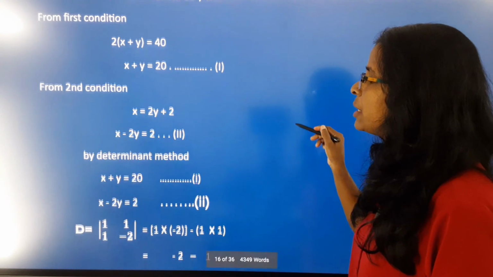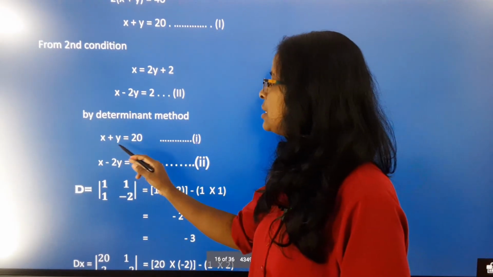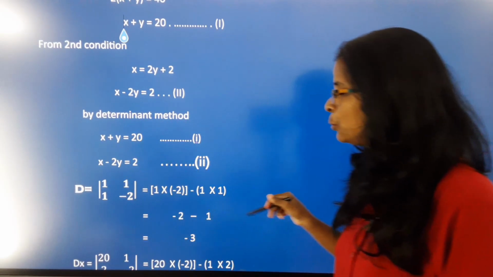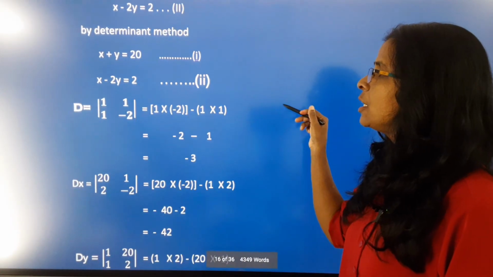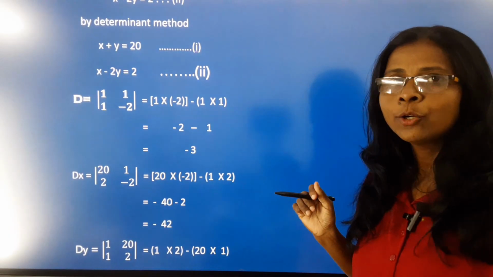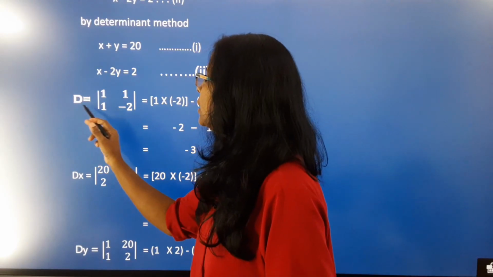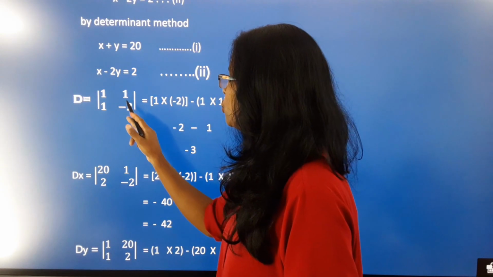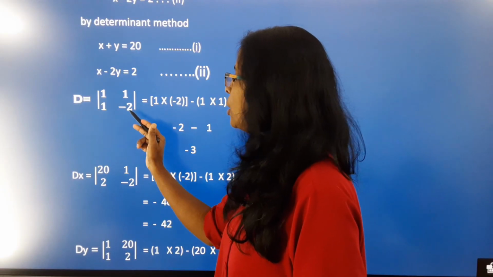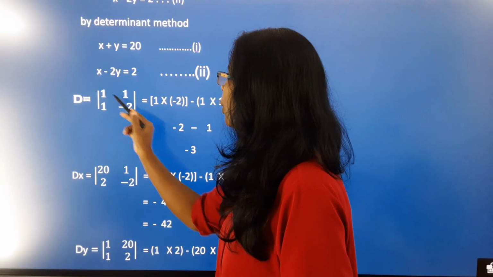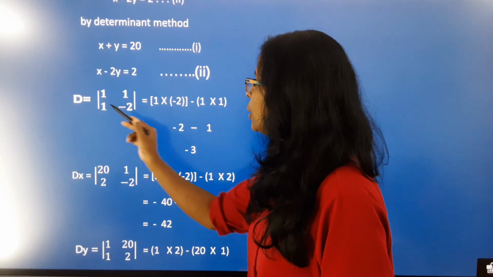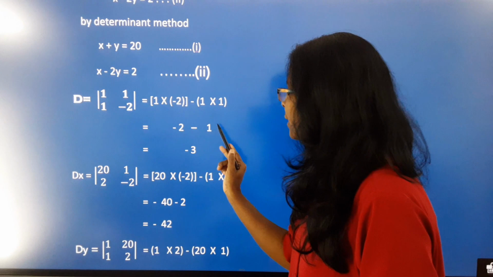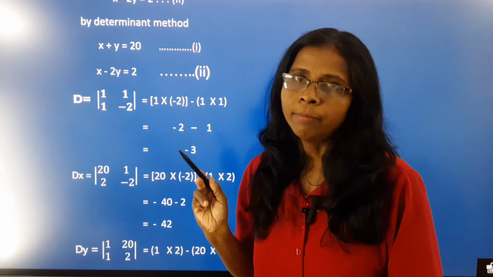So here the first equation is x plus y is equal to 20. Second equation, x minus 2y is equal to 2. Now arrange these equations coefficient-wise. So D is equal to 1, 1, 1, minus 2 this way. Then solve it by cross multiplication. So 1 multiplied by minus 2 minus 1 multiplied by 1. So here minus 2 minus 1, that means equal to minus 3.